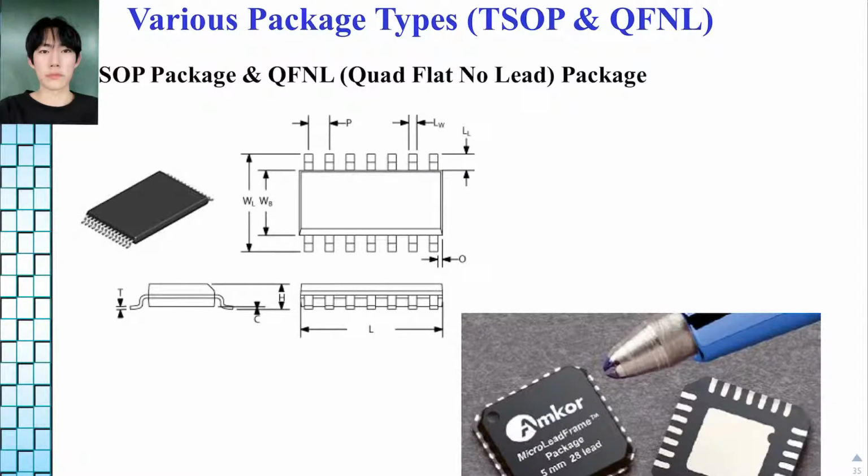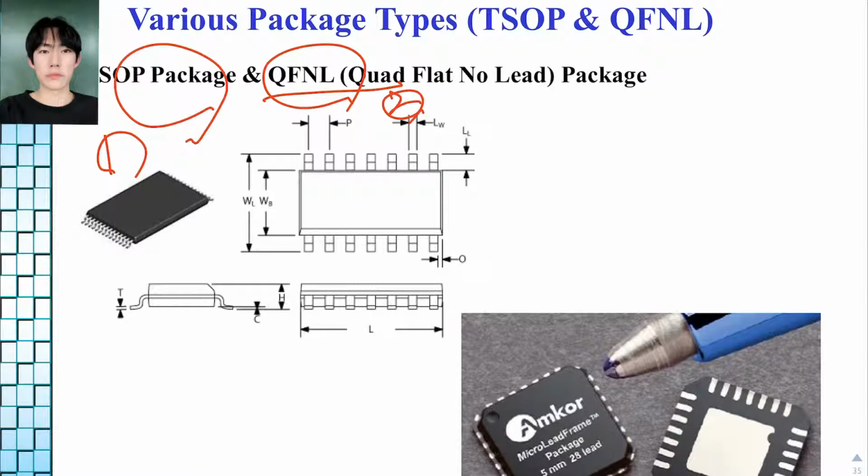Second is many types of packaging process, TSOP and QFNL type. TSOP type is surface mount and thickness is thin. QFNL type has no lead and small area, so it makes high density. No lead line.